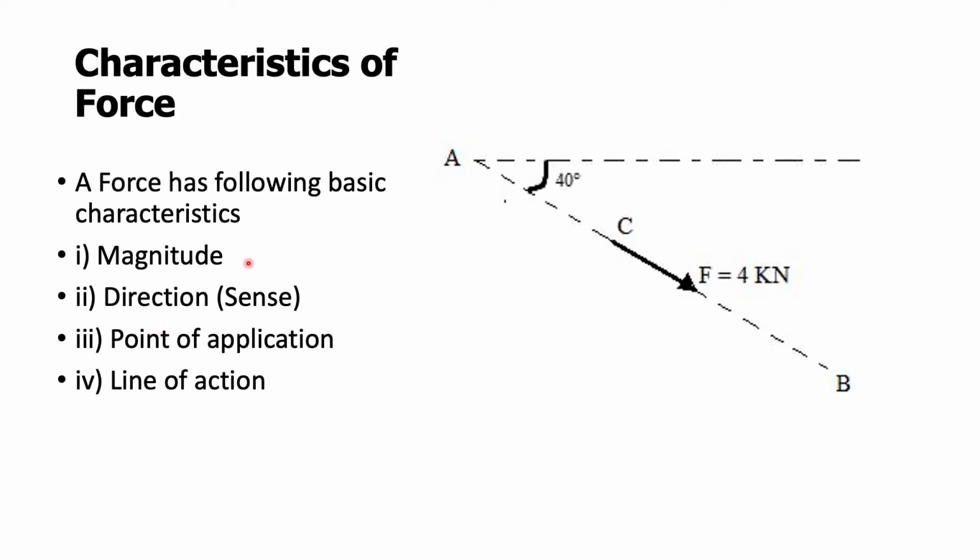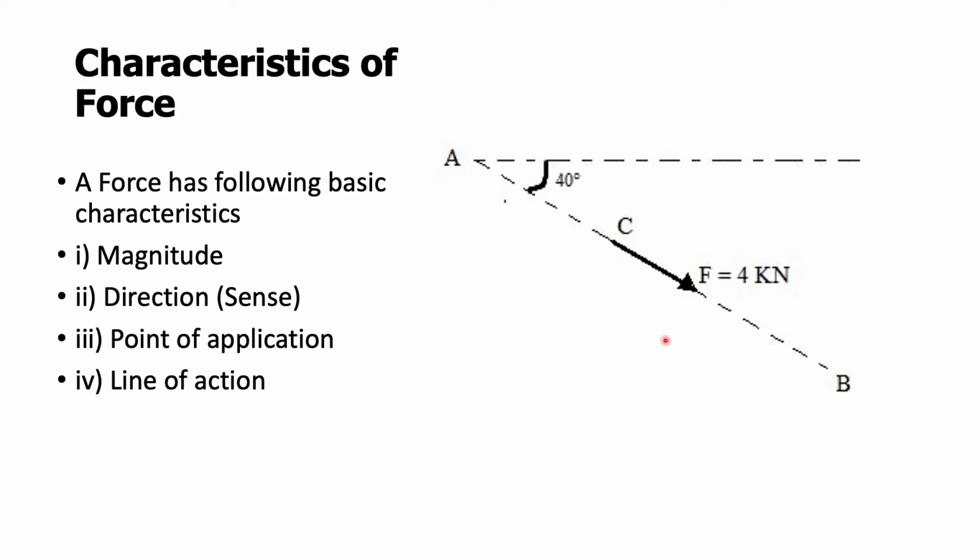And next is the direction or sense. So the sense or direction of a force is specified by the direction. It can be positive or negative, in which the force moves along the line of action. So graphically, the sense can be represented by the arrowhead pointing in the active direction. Since this vector is pointing towards point B, that means the force is applied to point B.